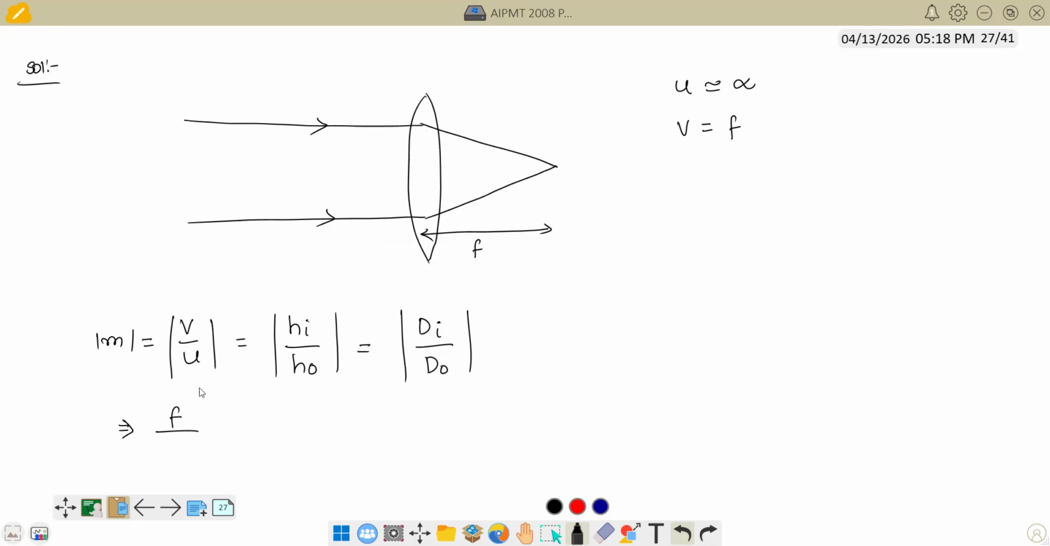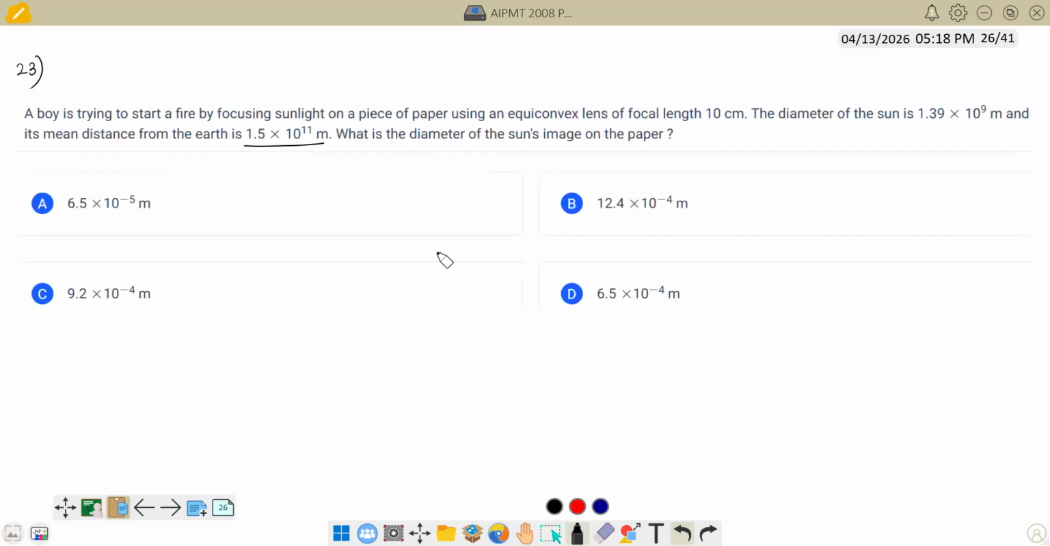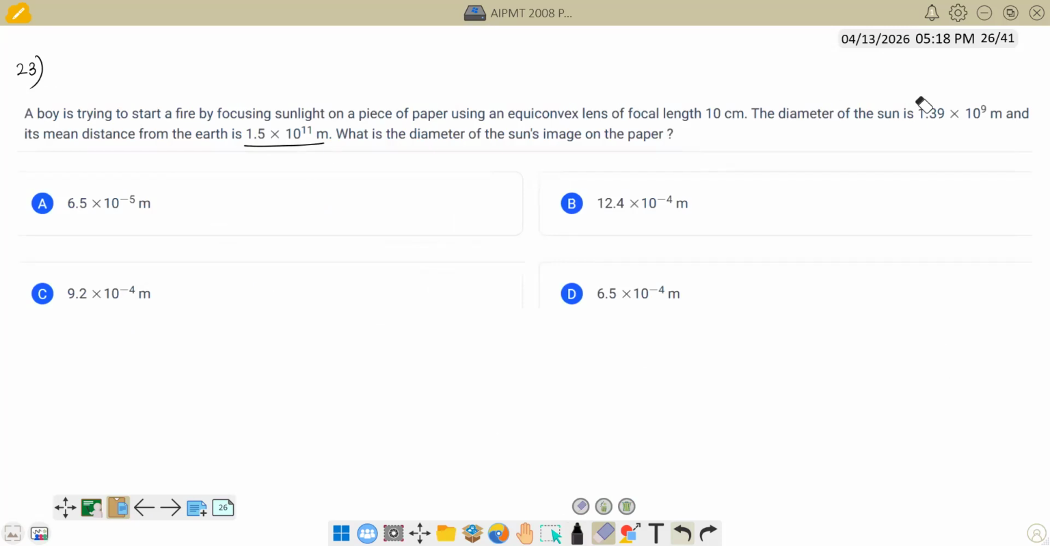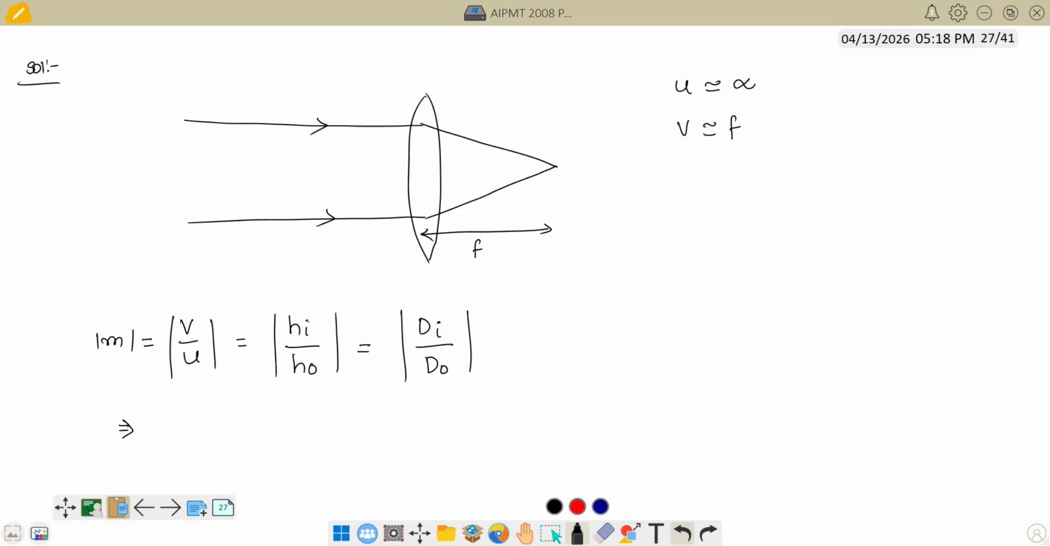For the u value, you might wonder why we can't write it as infinity. Right now we need the exact value of the image. Since we need the exact value, we will take the value given in the question rather than infinity, 1.5 into 10 power 11. The focal length given in the question is 10 centimeter, so 10 into 10 power minus 2. The u value is 1.5 into 10 power 11.